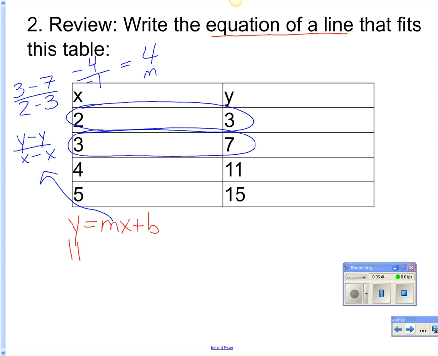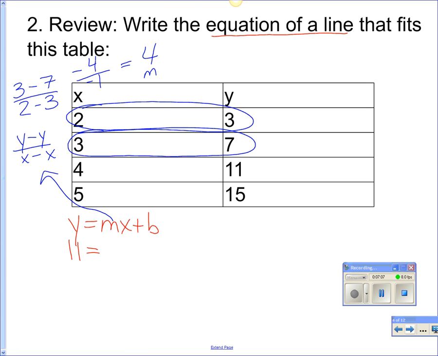Thank you. He picked 11 for the y. What value goes with 11? 4. So if you put 11 here, what do you have to put in for x? You have to put in 4, because 11 and 4 are partners. They go together. Okay? All right. So he picked 11 for y.